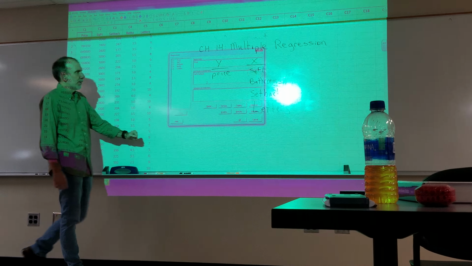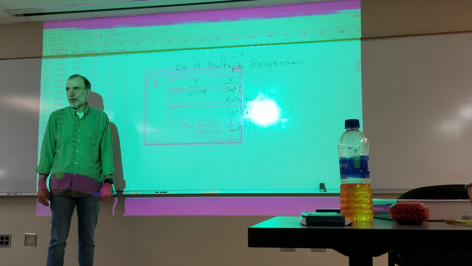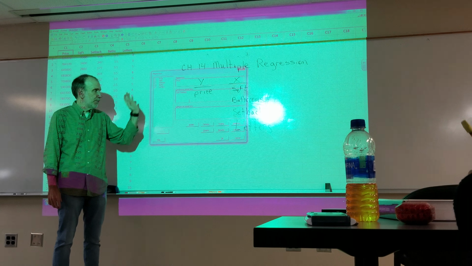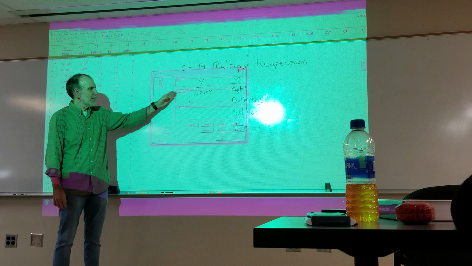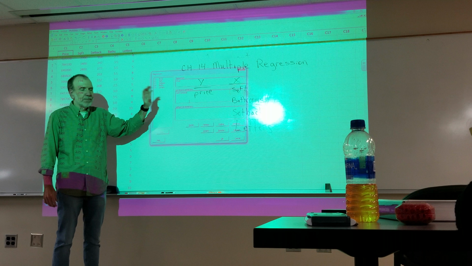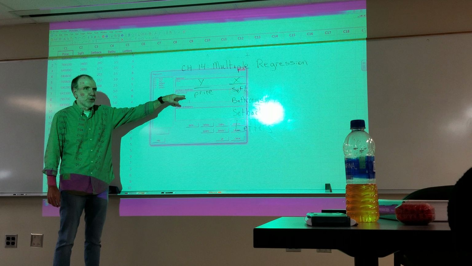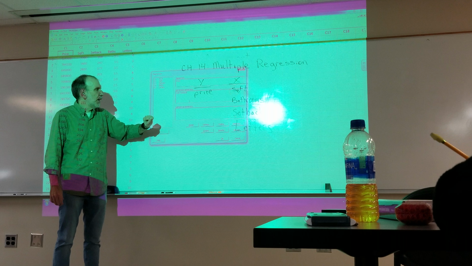Do you have to put a comma between them? You do not. Just double click on each one, throw it in the box. And it doesn't matter which order you put them in either. Just make sure your predictors are in the box there.